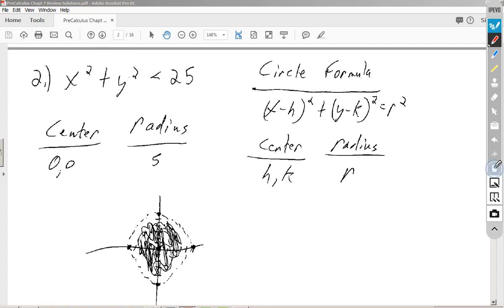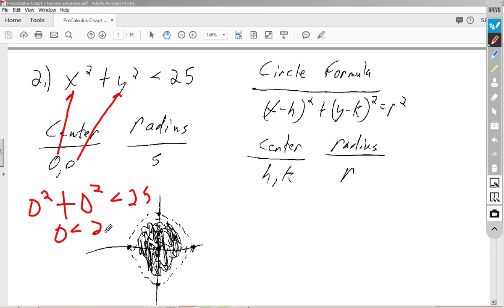Another way you can decide where to shade is you can use these points from your center to decide if you're going to shade where your center is at. When I substitute those in, I get 0 squared plus 0 squared is less than 25, and I get 0 is less than 25. I ask myself, is that a true or false statement? Well, that is a true statement. So that means I shade where my center is at. So I shade on the inside.